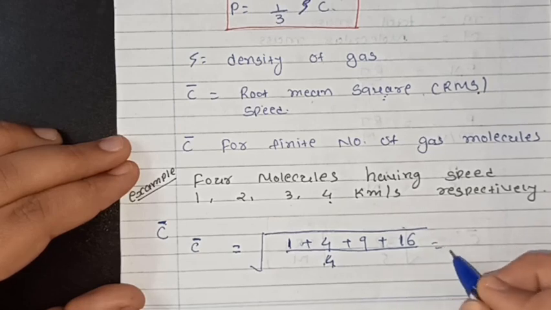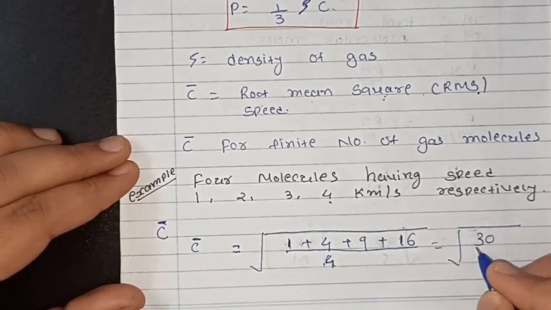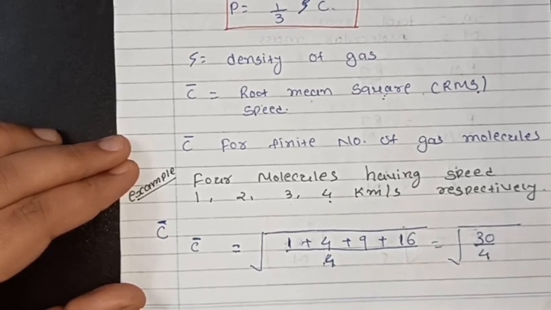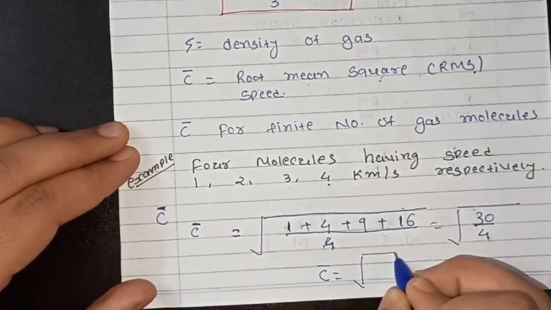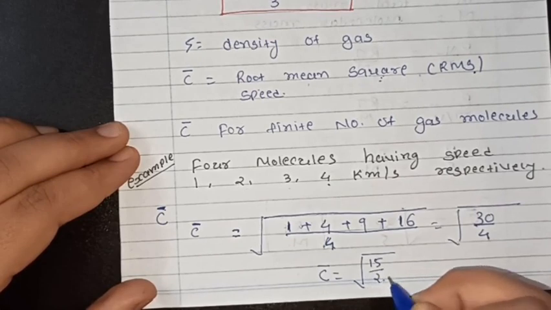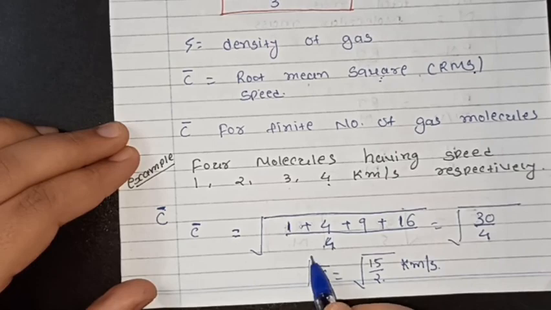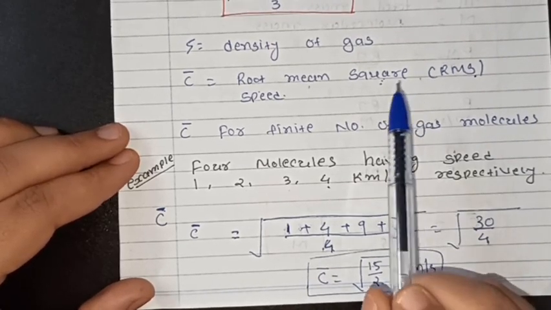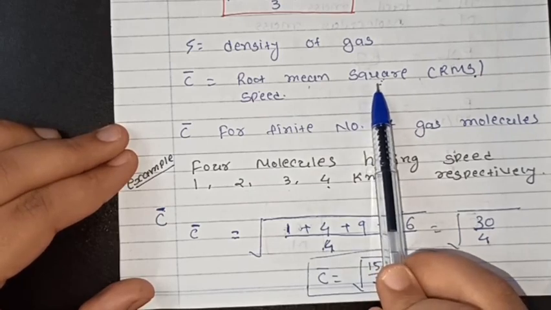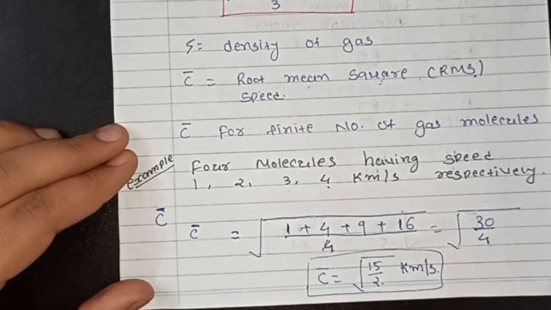So simplify this. We will get this 9 plus 1, 10, this 20. So total 30 divided by 4. So C bar will be root 15 by 2. The unit will be same, kilometer per second. So to find RMS speed, we will go reverse. First we will find square, then take mean and then take the square root.